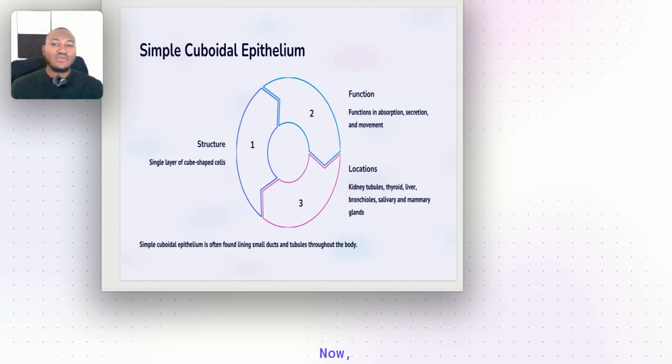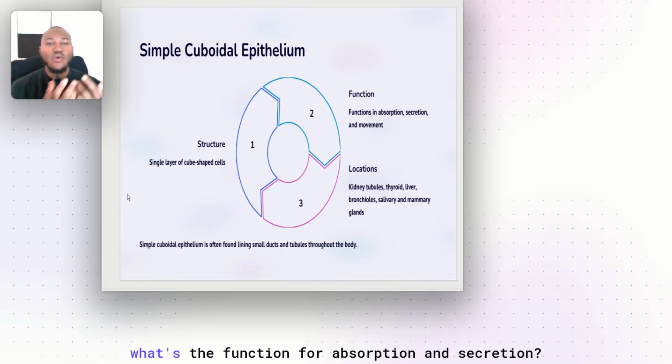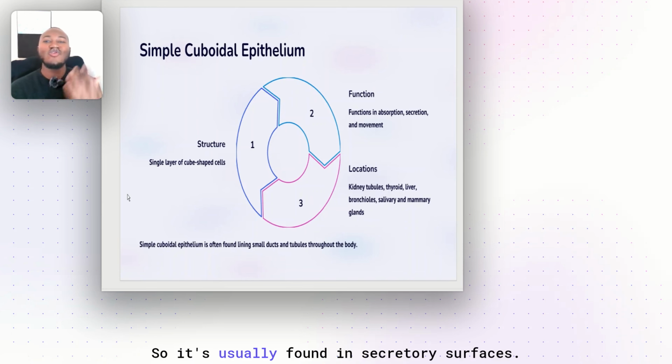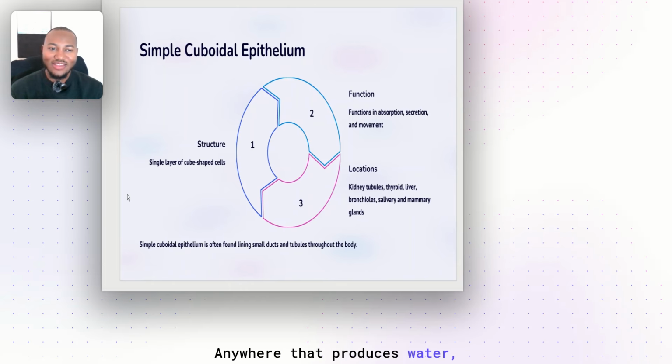All right? Now, simple cuboidal. It's very, very important for you to also know these three things. Simple means it's one layer. Cuboid is like a cube or cup. Now, what's the function? For absorption and secretion. Anything that is a cup means that you use it to take water, right? So it's usually found in secretory surfaces. Anywhere that produces fluid, you find it.